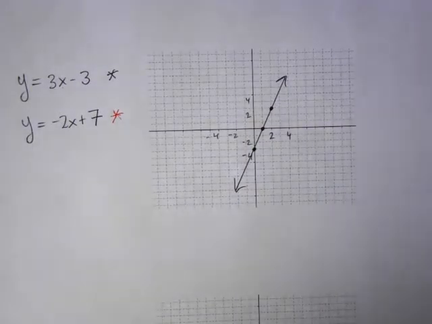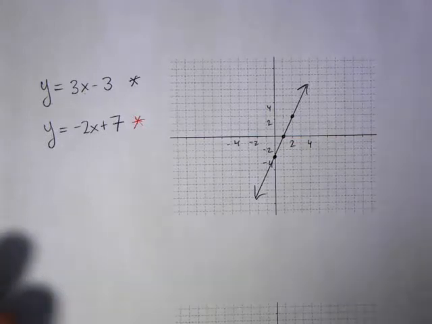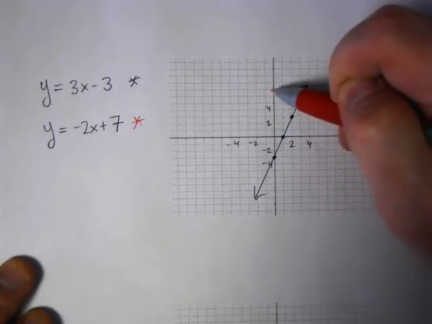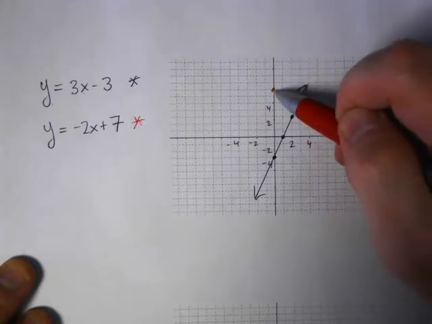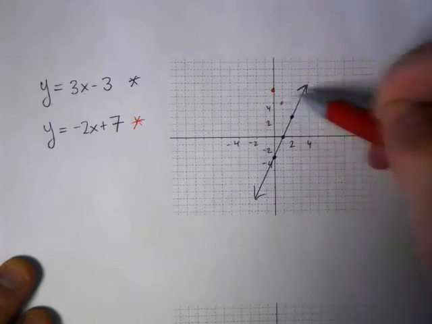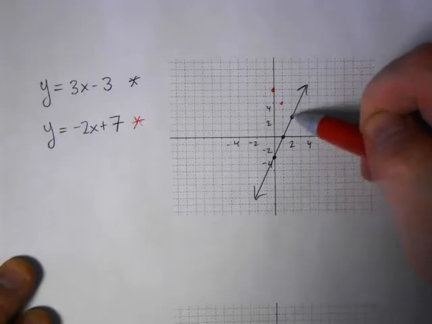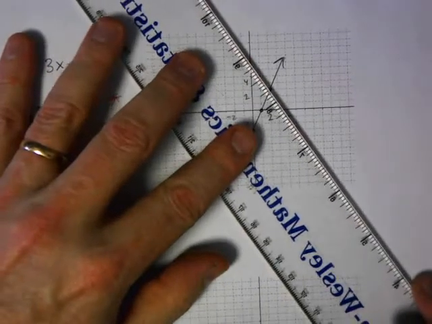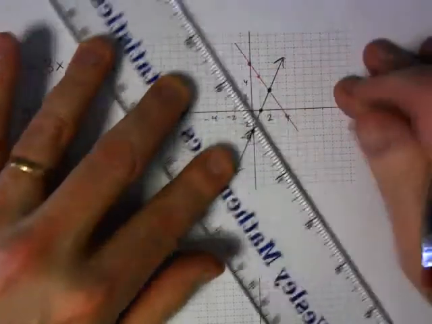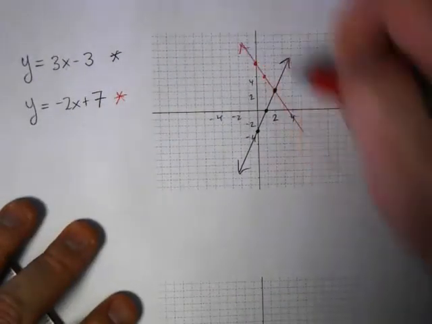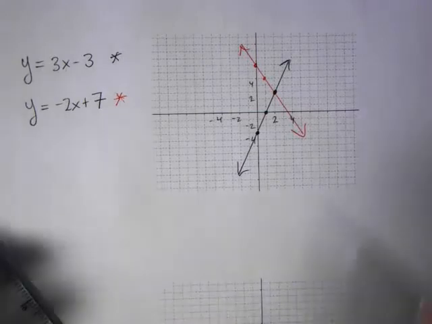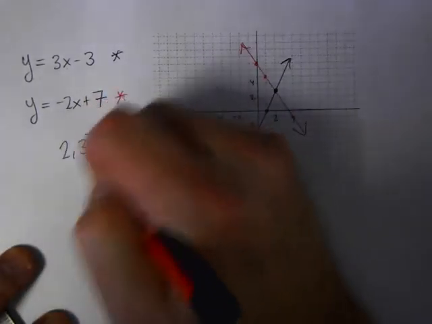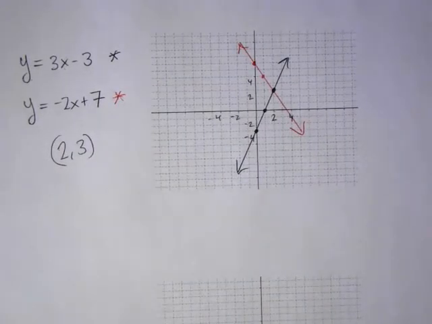And I can do the exact same thing for the second equation. My intercept is 7. 4, 5, 6, 7. I go down 2, over 1. Down 2, over 1. And I can see that those lines are going to cross at a nice place. They cross right there at (2, 3). So my answer would be (2, 3).